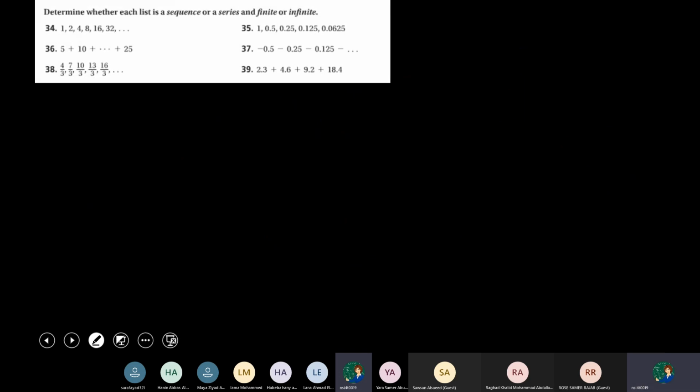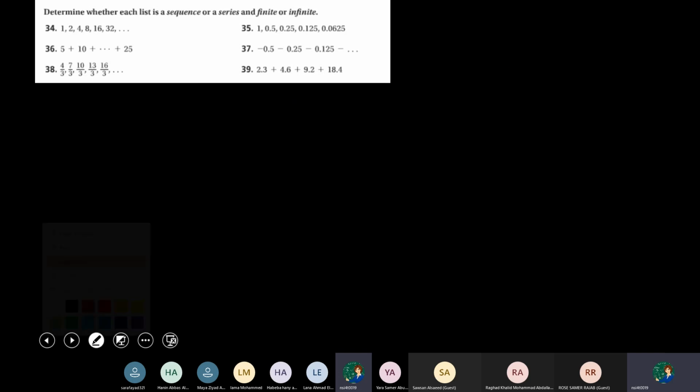Now, before talking about how we can find the summation, I want you to determine whether each list is a sequence or a series, and if it is a series, tell me if it is finite or infinite. Let's start with number 34.